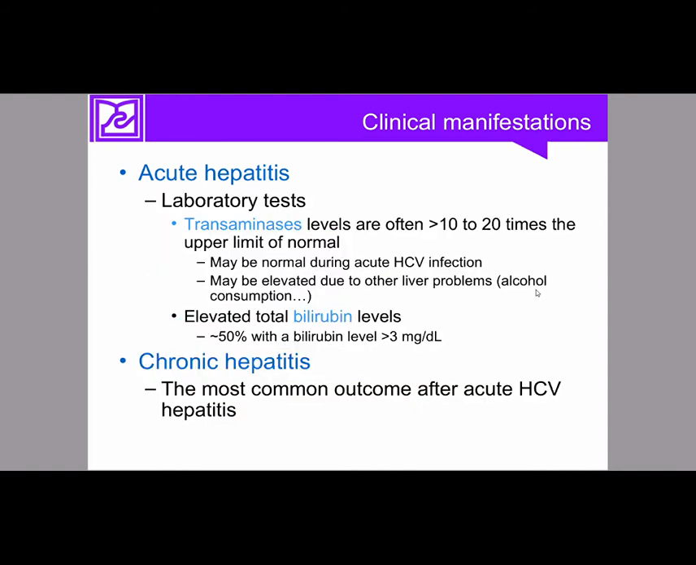How can we make the diagnosis of acute hepatitis at the laboratory? The laboratory findings in patients with acute hepatitis are the same as for other acute hepatitis. So remember, increased level of transaminases, ALT, AST, increased level of bilirubin, and in severe patients, problems with coagulation. This is the same as for all acute hepatitis, the same laboratory findings.